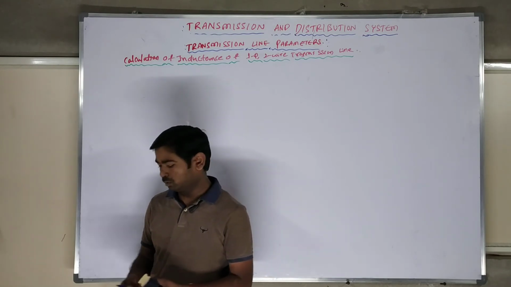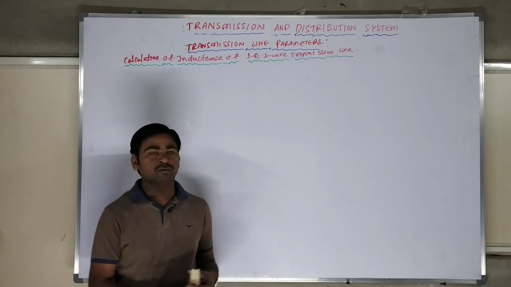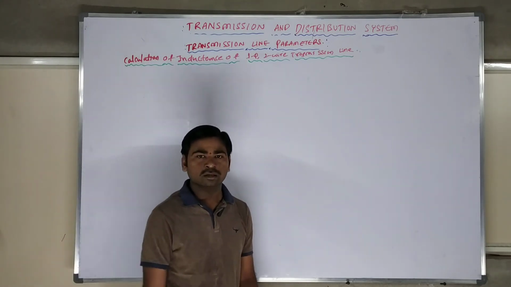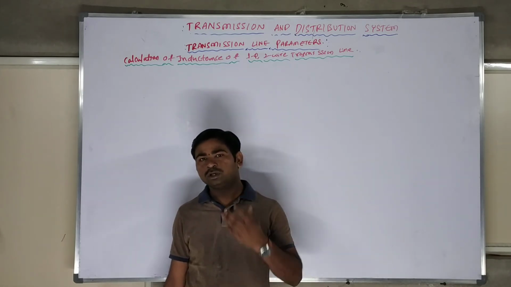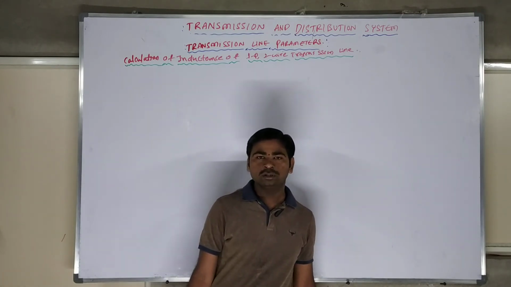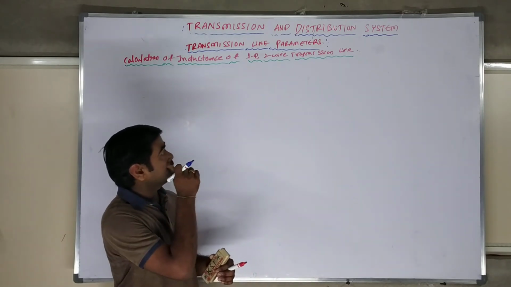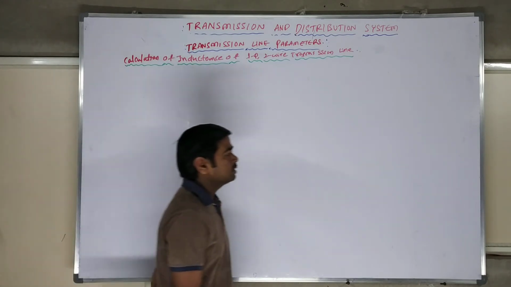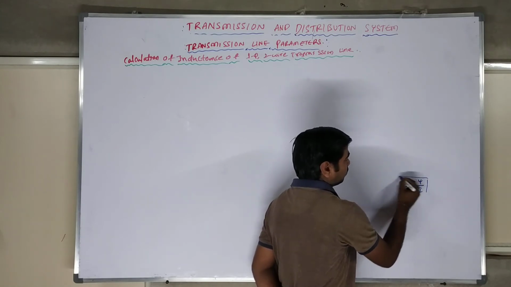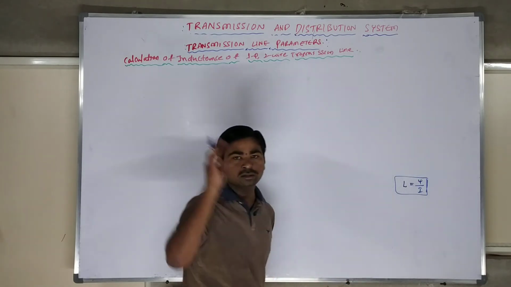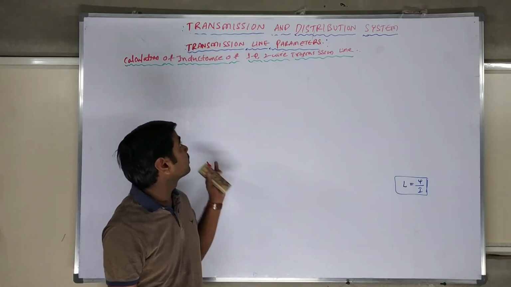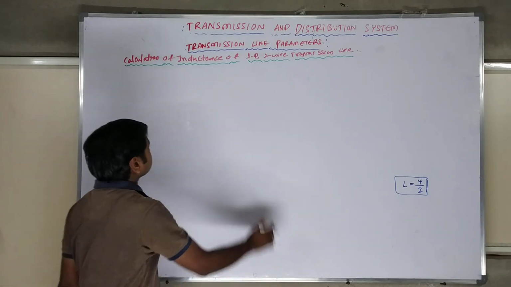So today we have to go for calculation of inductance of a single phase 2 wire transmission line, and after that I will go for the 3 phase transmission line also. So let us take a single phase 2 wire transmission line. What is the basic concept of this? Inductance is nothing but flux linkages per unit of current.